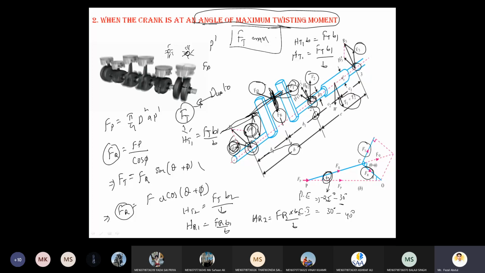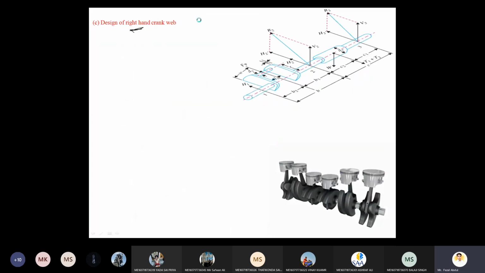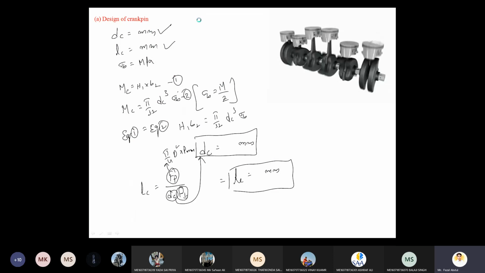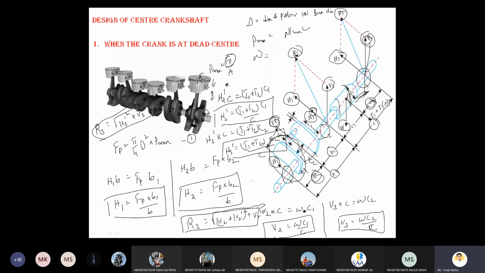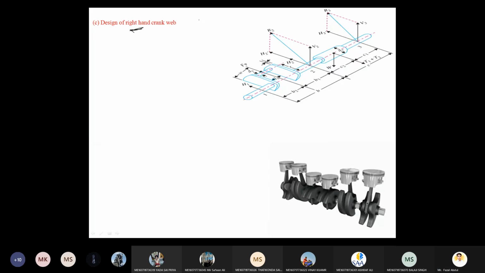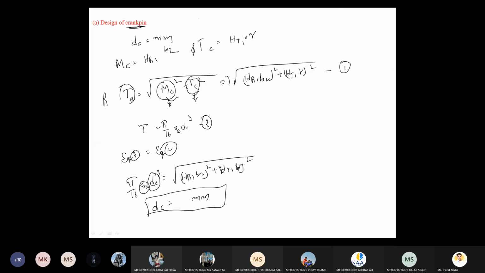So see here, one design of crank pin we calculated. This crank pin is based on the crank at dead center. Dead center is nothing but it is subjected to the maximum bending moment. So this is the one.